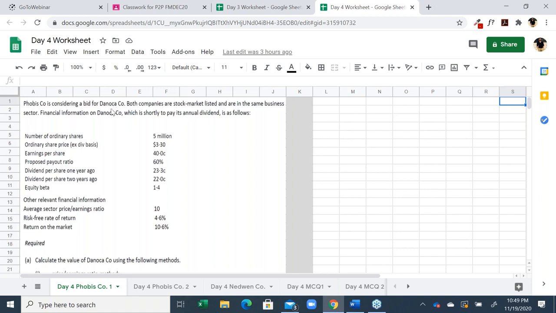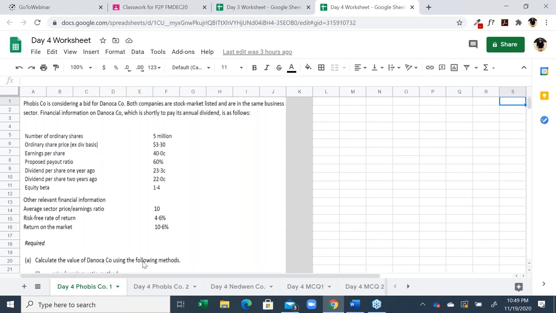Since they both are listed companies, it means that Denoka company will already have a price, a stock market price. But still, why do we need to find out the value of the company if we already have the price in the market? That's a very interesting scenario. And once we discuss it, we will discuss this part as well. But let's first now do some calculations.